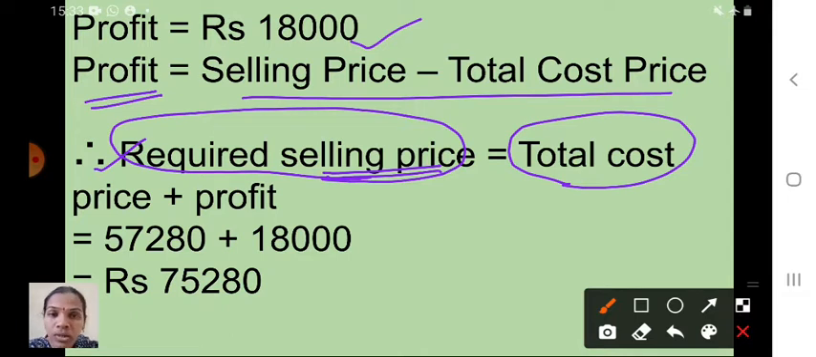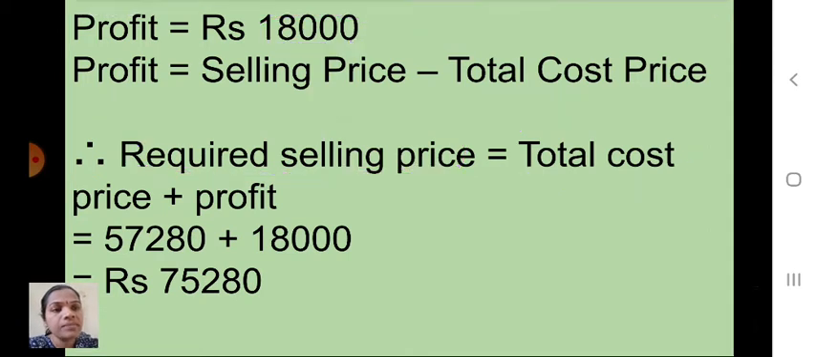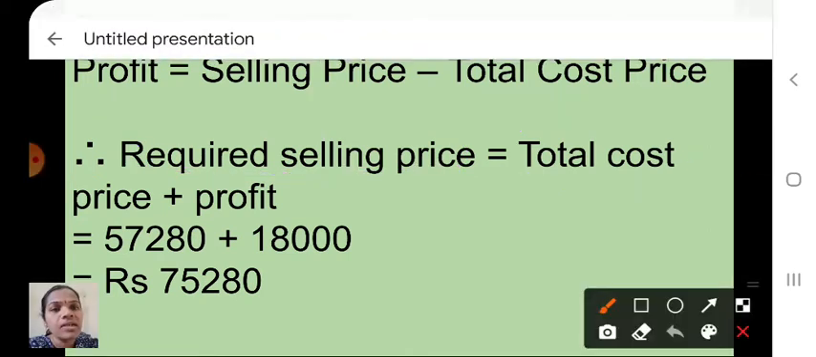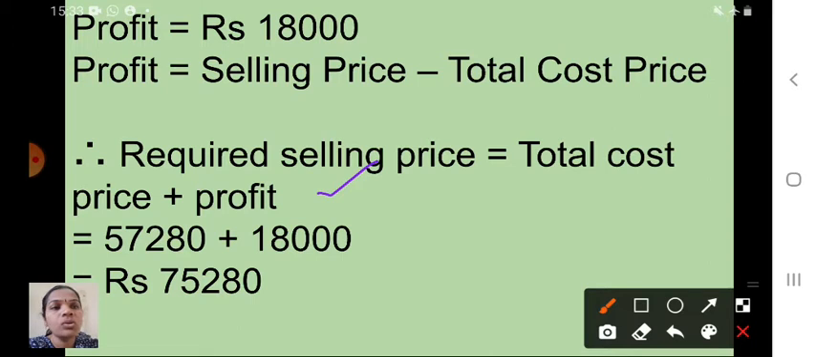For that, what we have to do children? Yes, total cost price plus how much of profit. These two things we have to add. Then finally you will get what? Yes, selling price of 80 cookers. Understood now children? Yes. See here, required selling price is equal to total cost price plus profit.